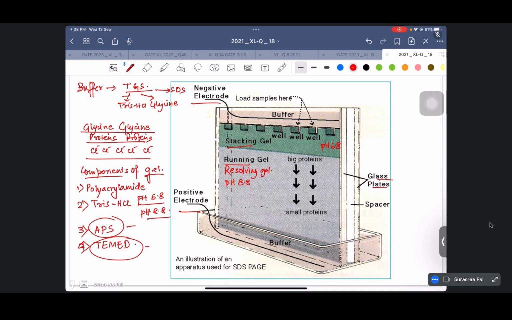I mean, if you have powder also, you can dissolve them in water, and that will be your polyacrylamide, which will have 29% acrylamide, 1% of bisacrylamide, but that's a liquid. It will only solidify when we add APS and TEMED. So these are the two major components which are very crucial for the solidification of the gel.